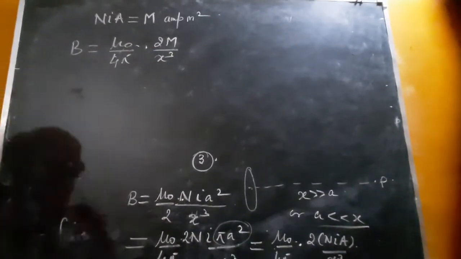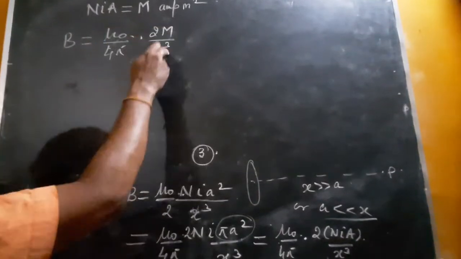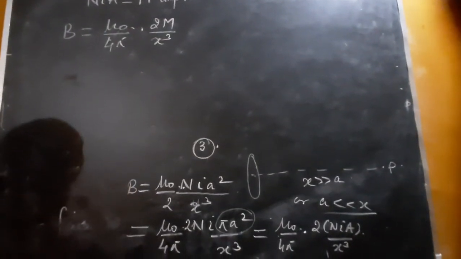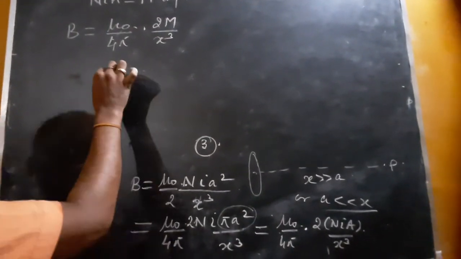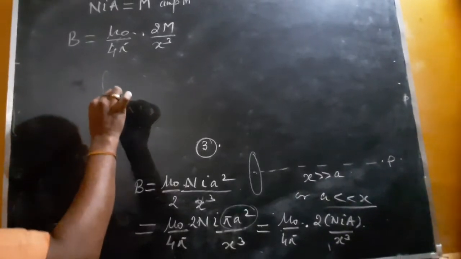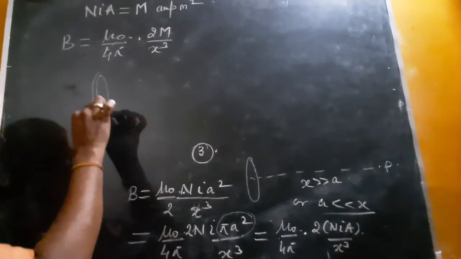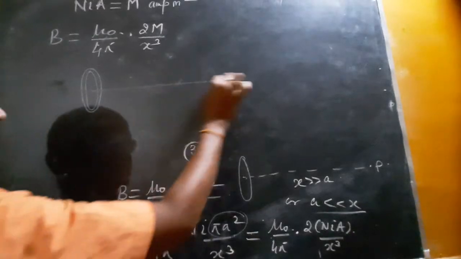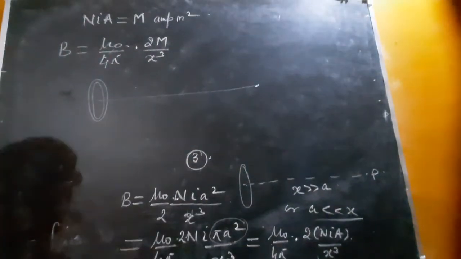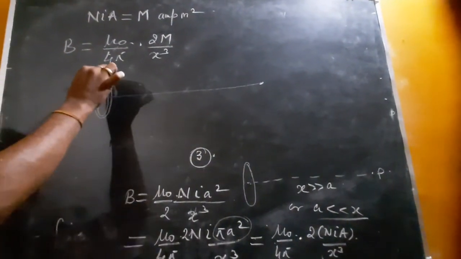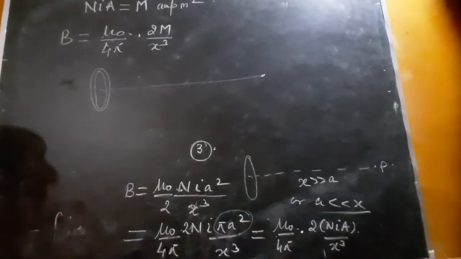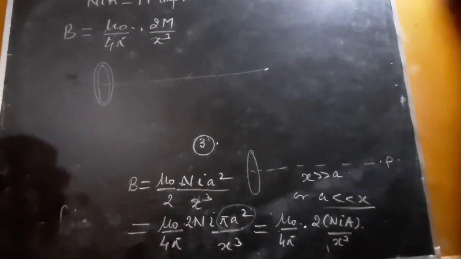This formula is similar to the electric field due to an electric dipole on its axial position, that was E is equal to 1 by 4 pi epsilon naught 2p upon r cube. So what we can say? We can say that for a distant point, the current carrying circular loop behaves like a magnetic dipole.